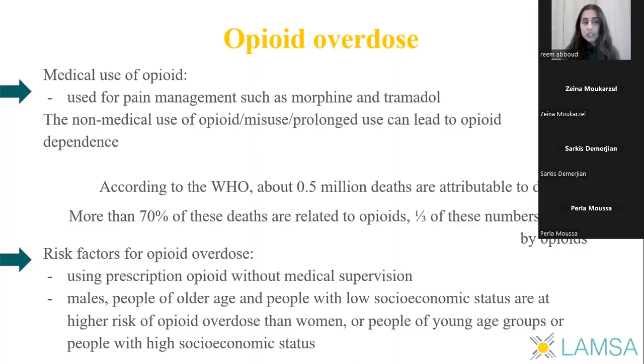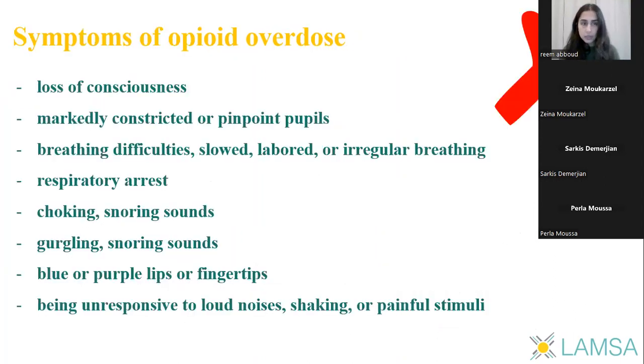Now, what are some risk factors for this overdose? For example, using opioids without medical supervision can lead to overdose. Being male, unfortunately, people of older age, and people of low socioeconomic status are at higher risk of opioid overdose rather than females and people who are in a high socioeconomic status. Now, you may wonder why males are more prone than females, and this is because of some societal and biological differences, how the female body handles the drug and how the male body handles the drug, and on the other hand, some societal stigmas, etc.